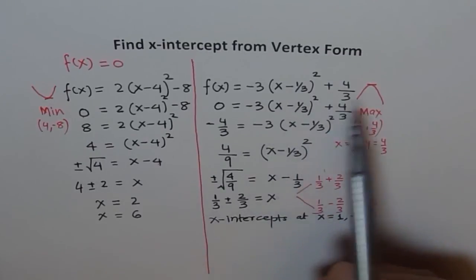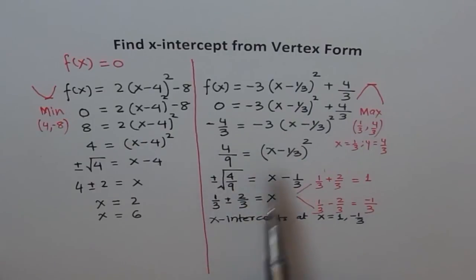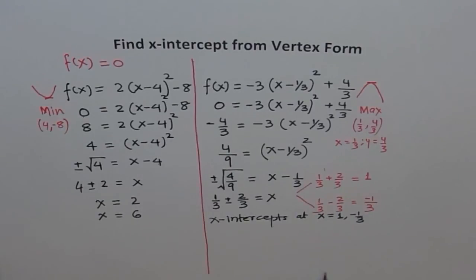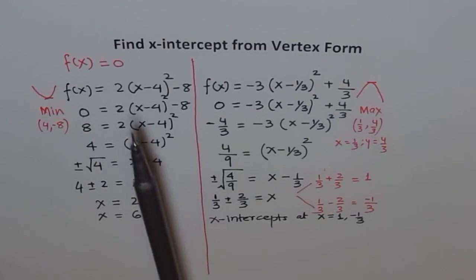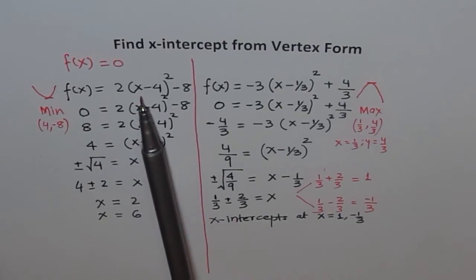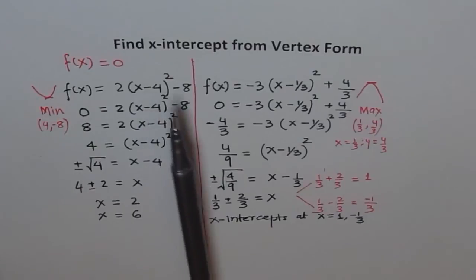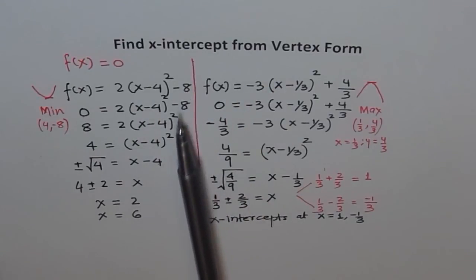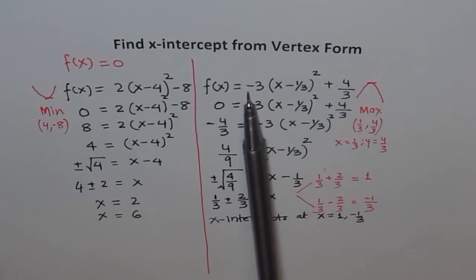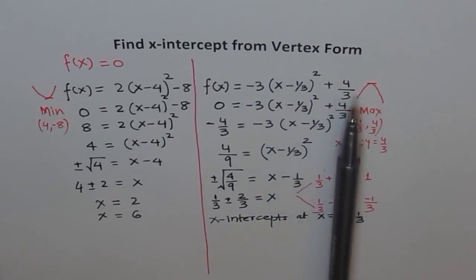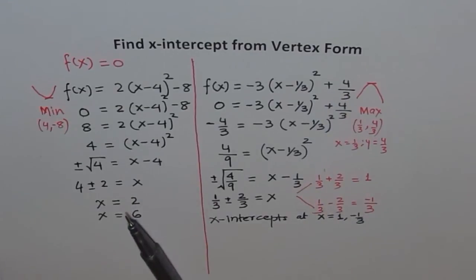So these are the things which you can find once you have your parabola equation in vertex form. Vertex form, as you know, is a good time to remind you, is excellent for writing down transformations. Let me tell you the transformations here also. Here, what happens to the parabola? Vertically stretch by a factor of 2, horizontally translate 4 units to the right and 8 units down. How about this? Reflection on the x-axis. Vertically stretch by a factor of 3. Horizontally translate 1 over 3 units to the right and translate 4 over 3 units up.